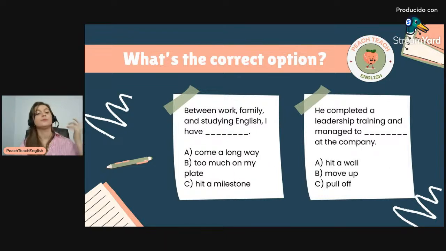Okay. Between work, family, and studying English, I have blank. Okay. Is it going to be A, B, or C? Let me know in the comments.